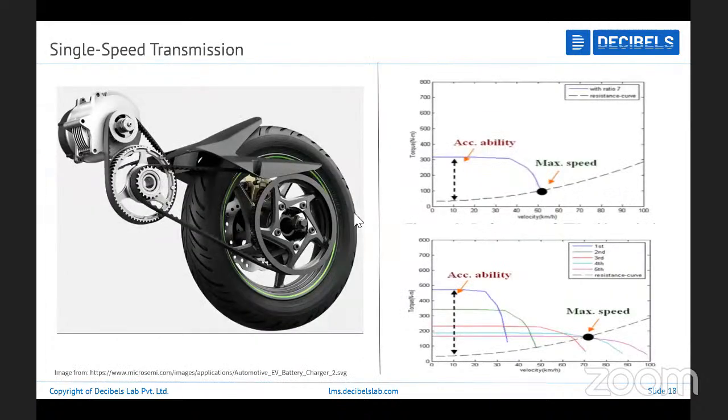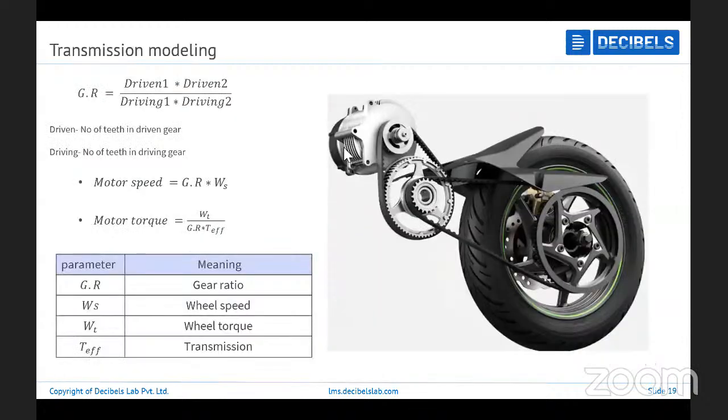Next, about the transmission, we won't be dealing much with the transmission side. We already have some gear ratio defined, but sizing this gear ratio will be a different domain, so we won't be touching that part. With that gear ratio, we'll go further to the motor side, from wheel speed to motor speed, and we'll get the motor torque, having all the parameters.